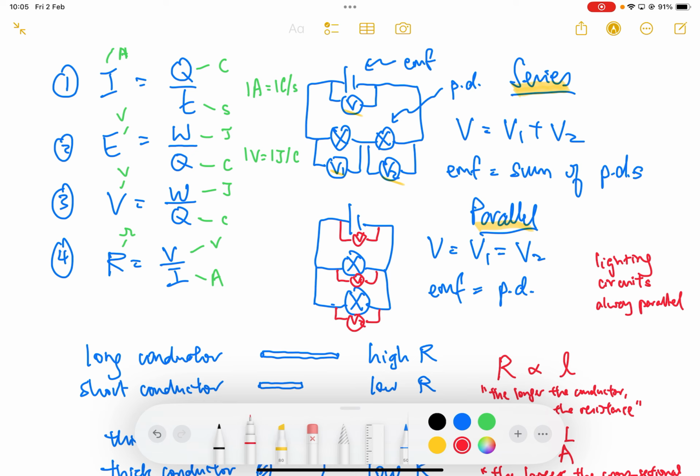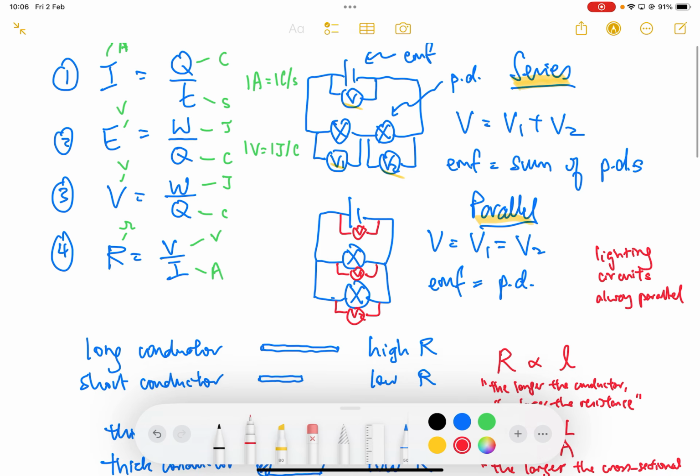So here there are two bulbs in parallel. Each of the branches will have the same PD as the EMF. So if the EMF is 2 volts, then each of these lamps will be 2 volts. No matter how many branches you add, the PD is constant. The PD will still be 2 volts. So that's for parallel.